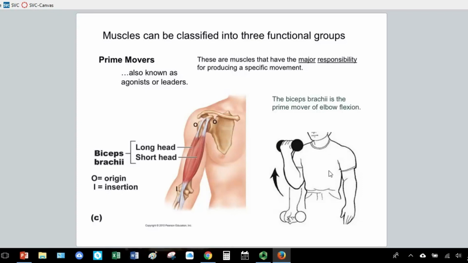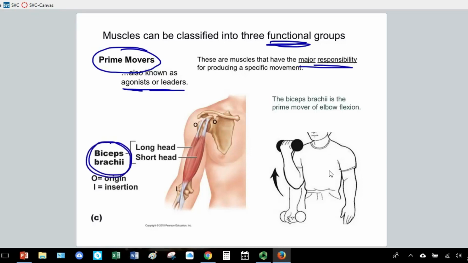Okay, let's talk about some muscle classification. Muscles can be classified into three functional groups, three groups of muscles that do different things. One of those is called the prime movers, also called the agonists or the leaders. These are the muscles that have the major responsibility for producing a specific movement. For instance, the biceps brachii are the prime mover of elbow flexion. They're the muscles primarily responsible for producing elbow flexion.